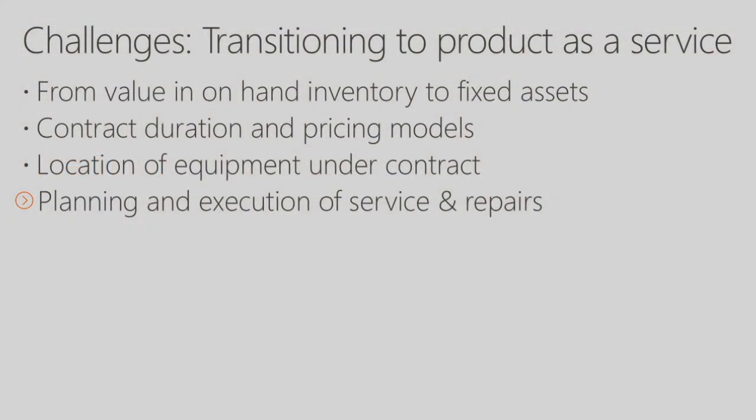Next one, planning and execution of service and repairs. We saw we can deliver the equipment, we know where it is, but if it's a real product as a service scenario, the customer is not responsible for repairs, for service and so on. And even if he caused a damage, you do not even want the customer to do this repair. You have your own contractors, your own service partners, or you do it on your own. So therefore, you might even tell the customer, even if whatever is not working, you have to call us, we will take care of it, because you do not want it. How can we handle this in the system?